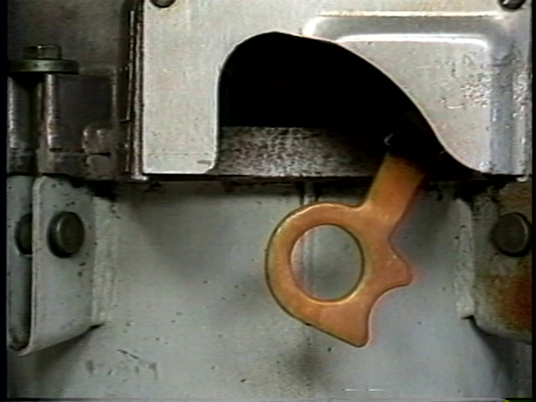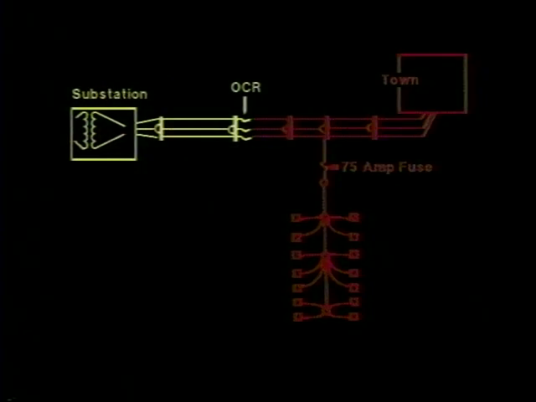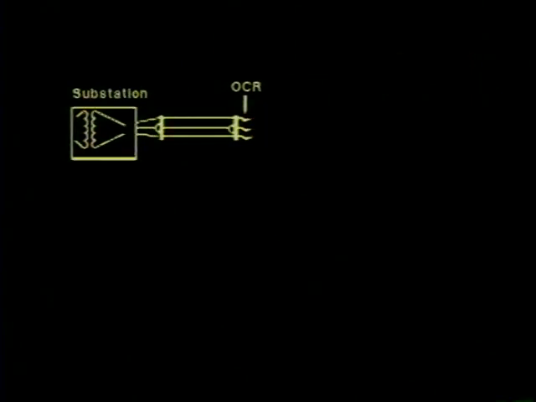If a fuse of a larger capacity is installed in a cutout, it can cause the OCR to open permanently instead of blowing the fuse under fault conditions. This will result in a larger number of consumers without power than if just the fuse had blown. It also complicates fault troubleshooting, which prolongs the outage.